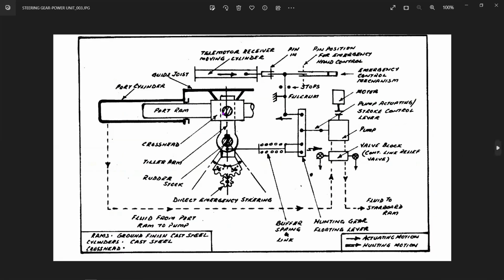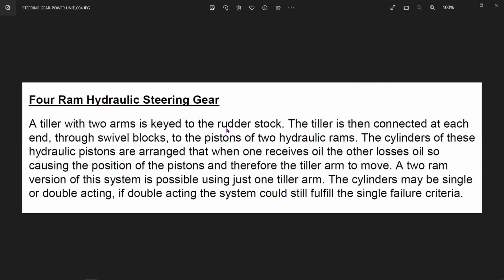We've seen that also. This entire thing is talking about the same thing. Like you've got a port ram, starboard ram, 2 ram system. Hunting gear is there, and all this we have already seen. Okay. Now see, a tiller with 2 rams is keyed to the rudder stock. Now this ram to the rudder stock keying can also be of 2 or 3 different types. When we see the line diagram of the system, we will also see how this tiller is connected to the rudder stock.